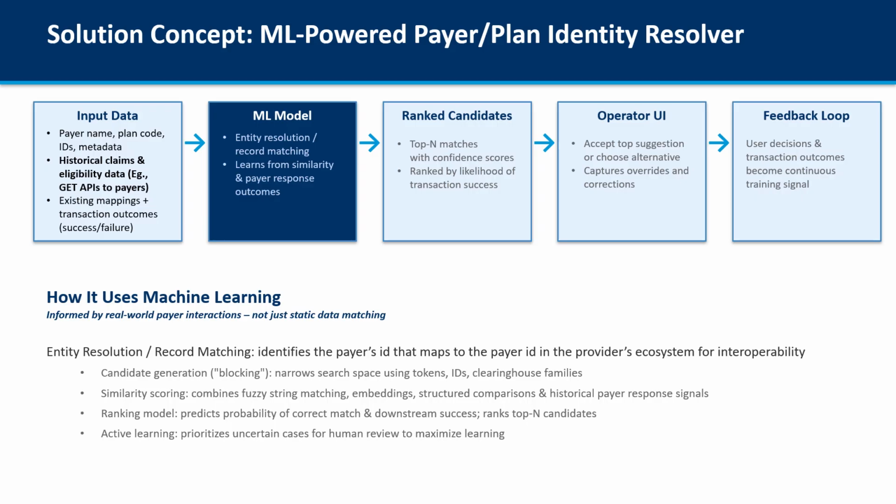Now, let's talk about the solution and how we validate it. The solution uses machine learning to recommend the most likely payer plan mapping based on data similarity and historical outcomes of payer interactions. Instead of relying on fixed rules, the system generates a ranked list of candidate mappings, assigns confidence scores, and allows users to accept or override suggestions.